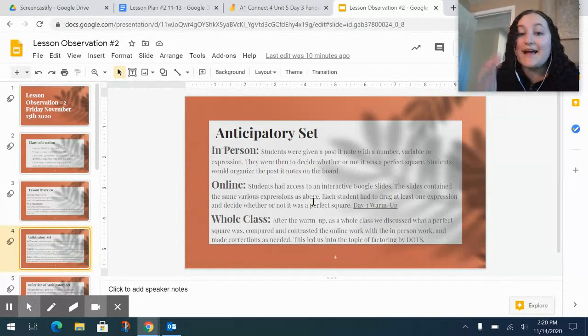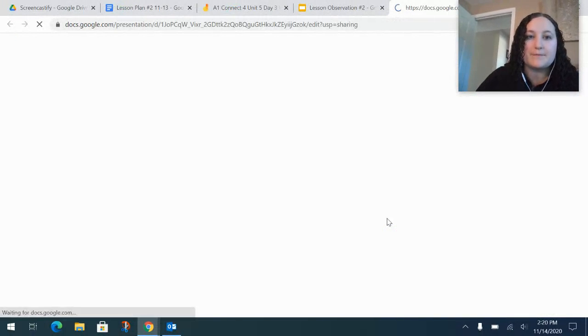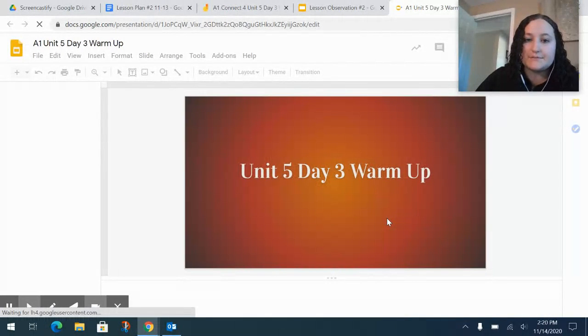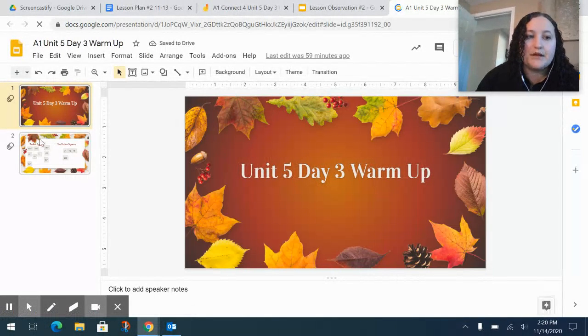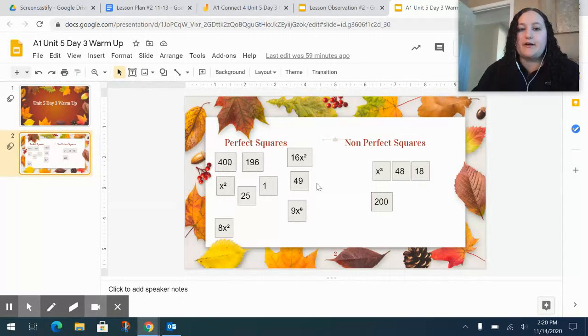My students online had access to an interactive Google Slides. That slide contained the same expressions as the ones my in-person did. And each student had to drag at least one expression and decide whether or not it was a perfect square. So this is what it looked like. And this is actually the completed version of it. So they dragged it, whether or not it was a perfect square or non-perfect square.